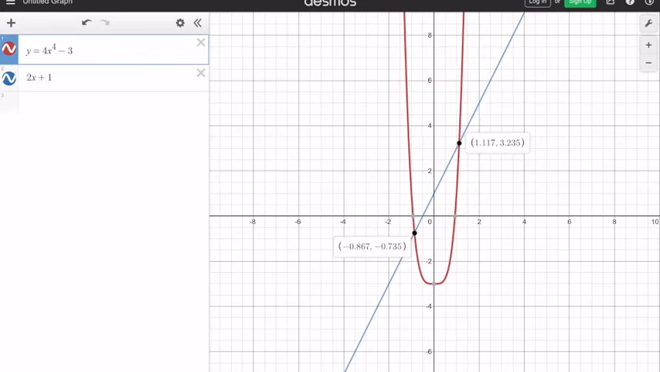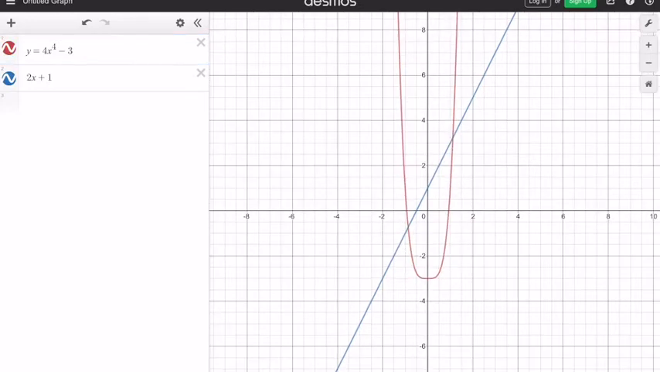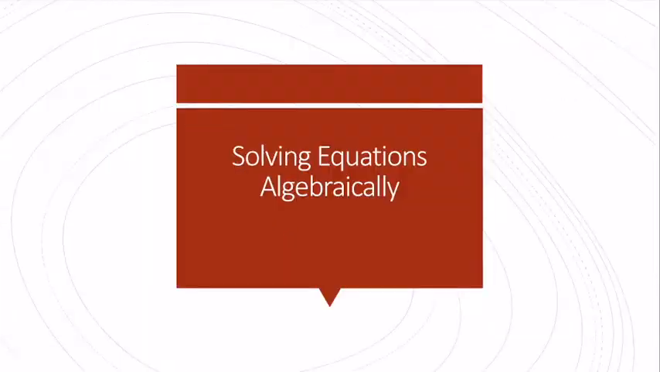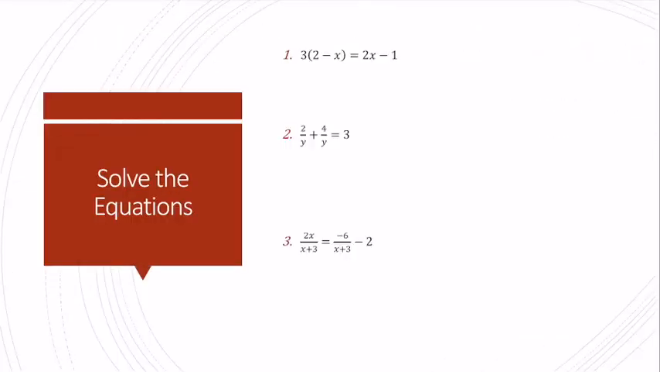You can also solve your equations algebraically. That's still my preference, but sometimes you aren't going to get very pretty solutions, so it's nice to have roots help you. So let's go back and solve a couple algebraically. So that just means by isolating your variable.